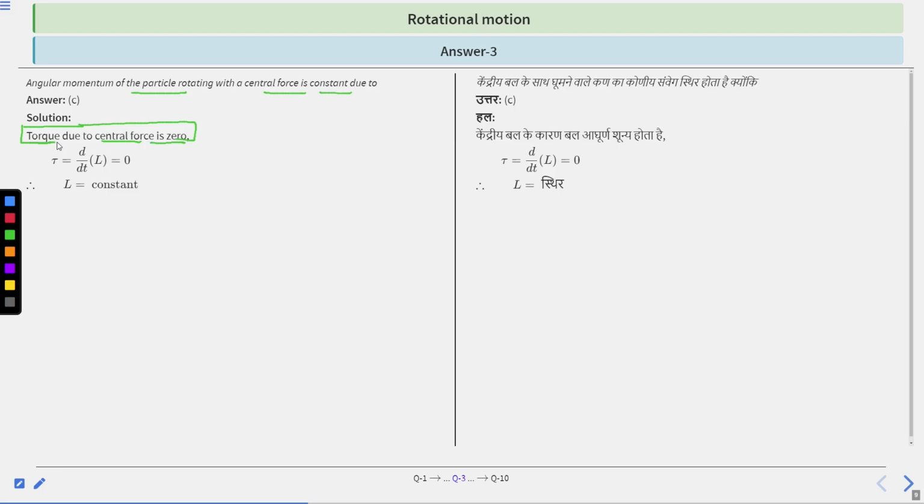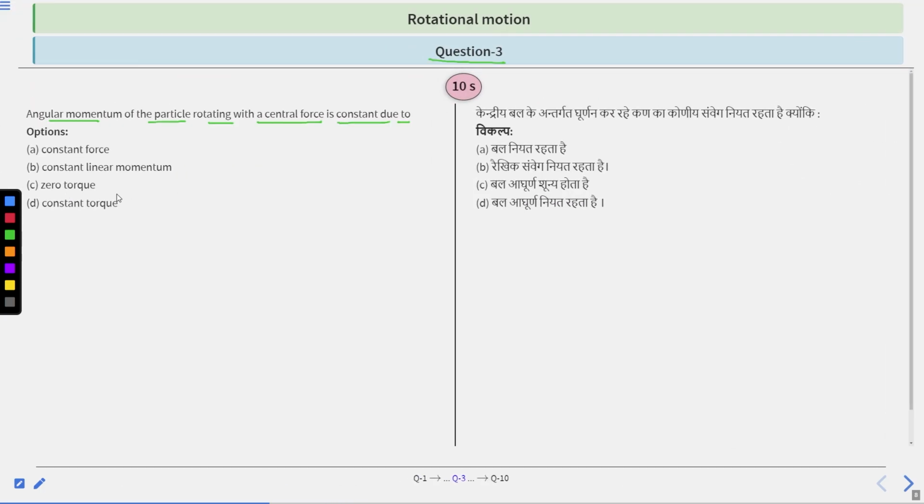So dL/dt equals 0, meaning torque tau equals dL by dt equals 0, which means angular momentum L is constant. Clear? So the correct answer is C. C is correct. This one, zero torque.